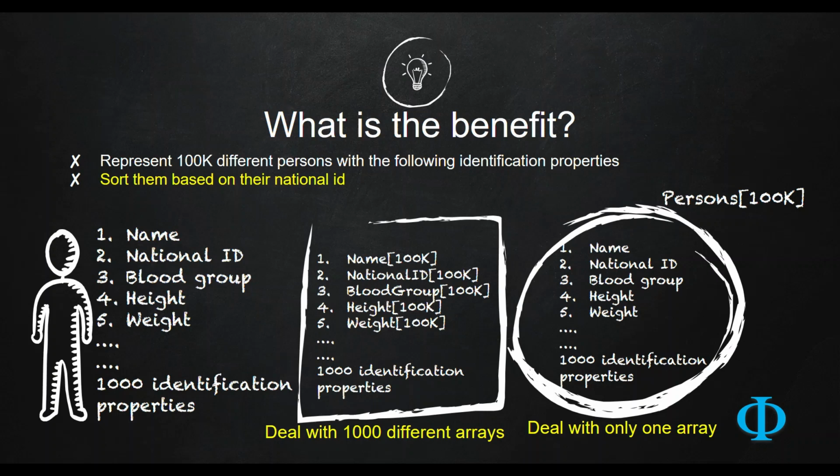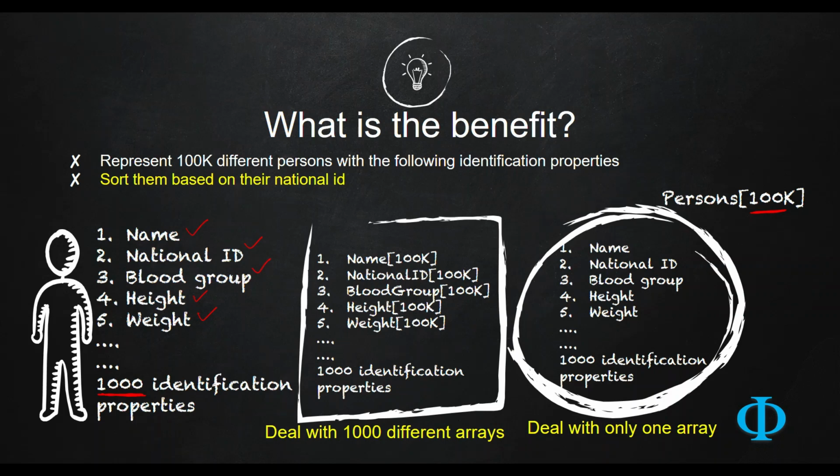Let us say you are developing a software to represent all the persons in your state. Let us say your state has 100k different persons. Now each person can be identified with several attributes, for example name, national identification number, blood group, height, weight, and many other things. Let us assume that they have 1,000 different properties to identify one person.